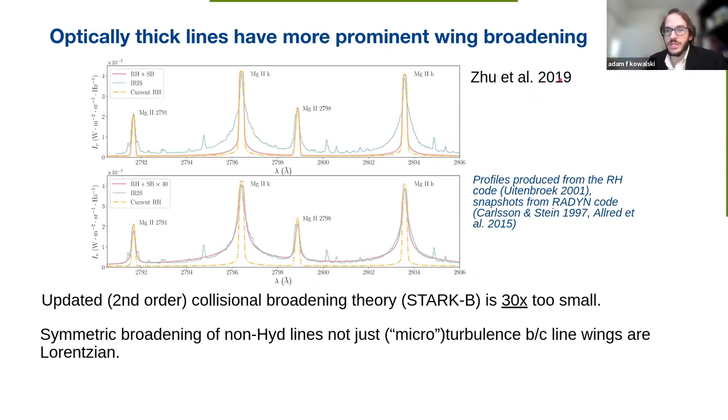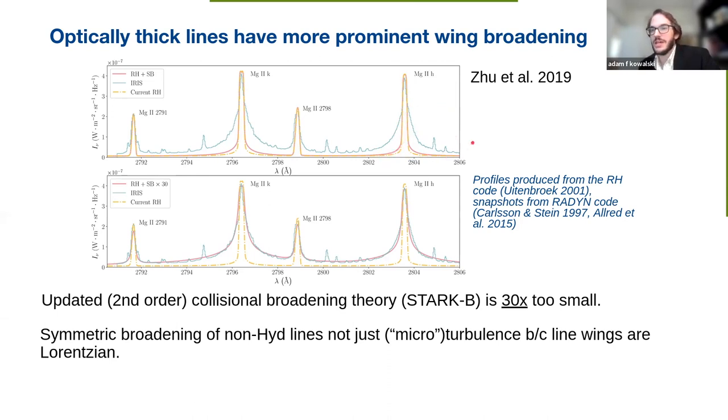So a student who worked with me, Yingji Zhu, looked at a different X-class flare and found these really interesting flare spectra. The magnesium 2 K and H lines are very broad in the wings. And Yingji looked at the current prescriptions for the collisional broadening in these radiative transfer codes that we use. And he found that the theory of the collisional broadening for magnesium 2 and other non-hydrogen lines needed to be updated from the 1940s theory to the 1960s theory. And that is the difference that is shown from the orange to the red lines here.